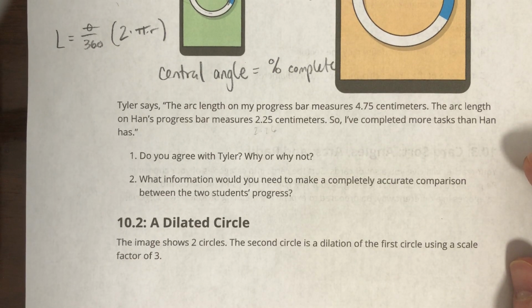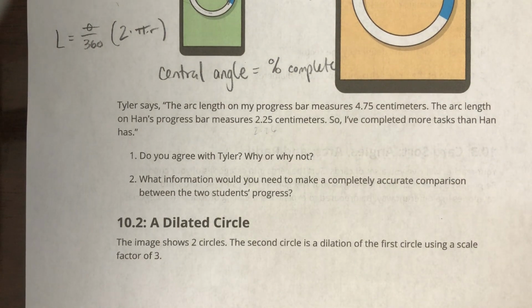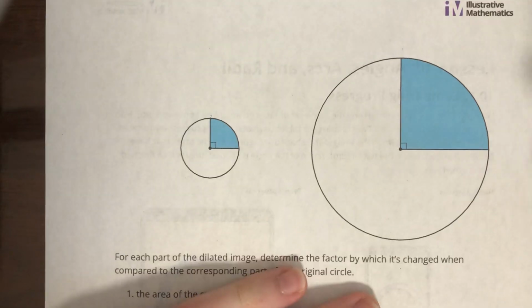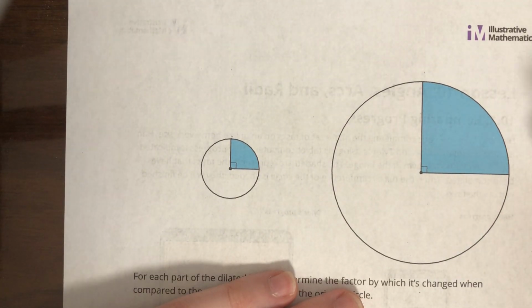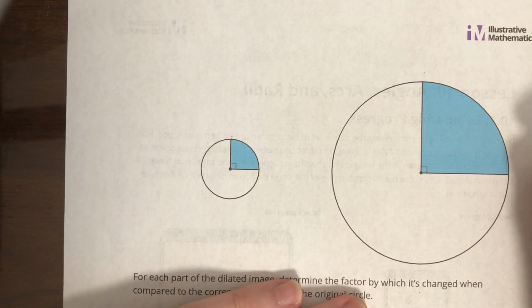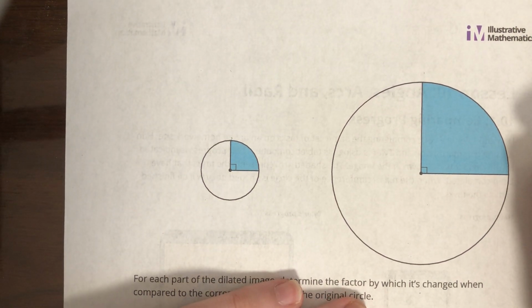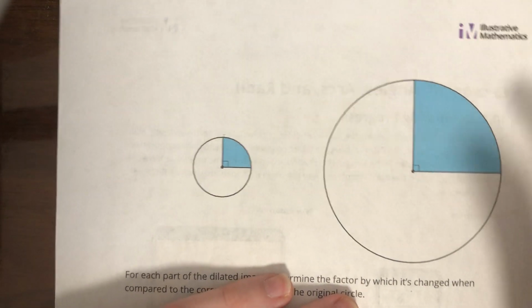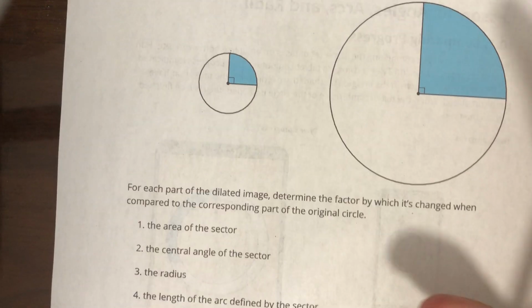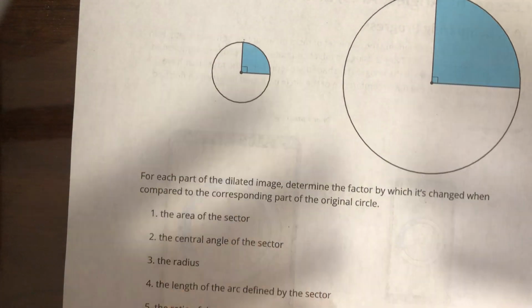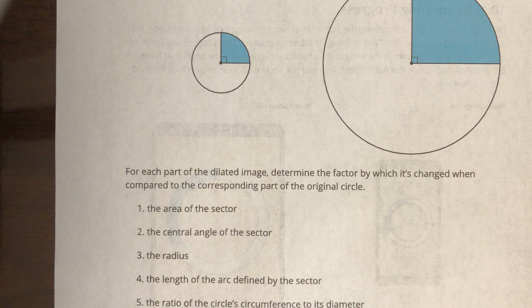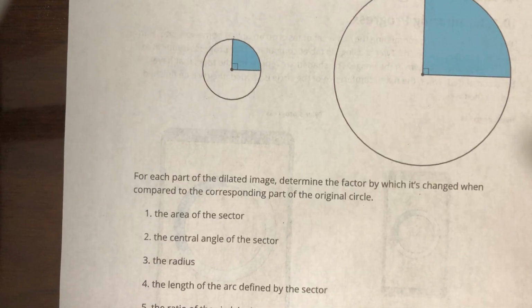10.2, a dilated circle. The image shows two circles. The second circle is a dilation of the first circle using a scale factor of 3. Okay, so we've talked about dilation before in terms of triangles, quadrilaterals, other polygons like that. We know that when you dilate something, the two shapes are similar. We haven't really talked about dilations in reference to circles, so we're going to experiment here and see exactly what happens when you dilate circles.